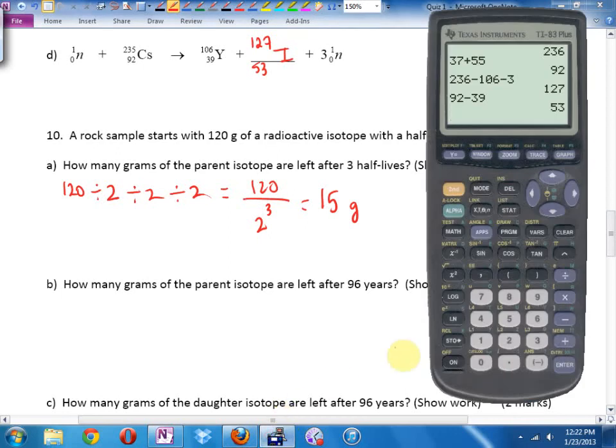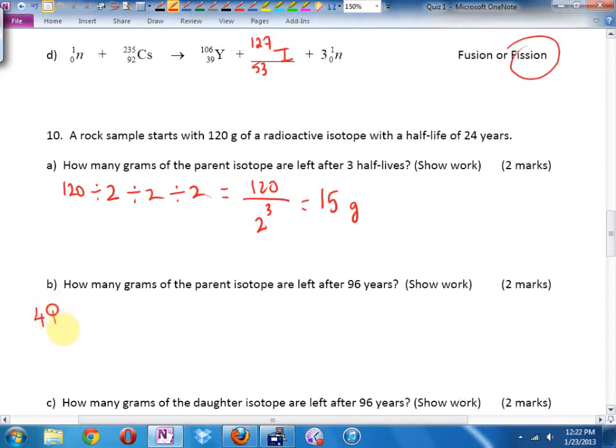So if I take that 96 and I divide it by 24, 4 half-lives, which means I'm not going to divide by 2 3 times. I'm going to divide by 2 4 times. Or I can go 120 divided by 2 to the 4th. I think, is the answer 7.5 grams?